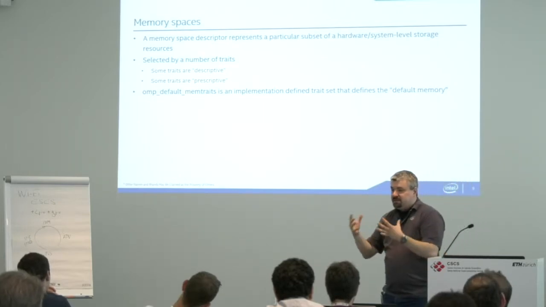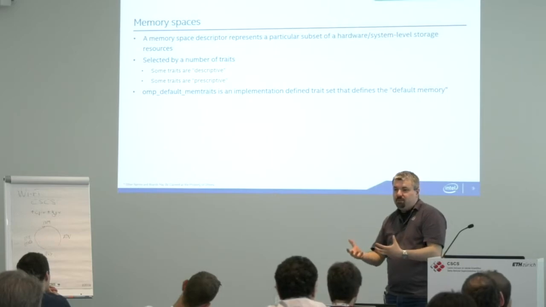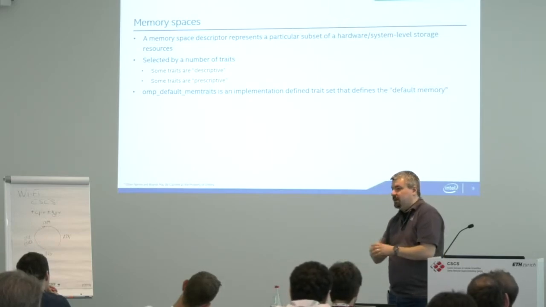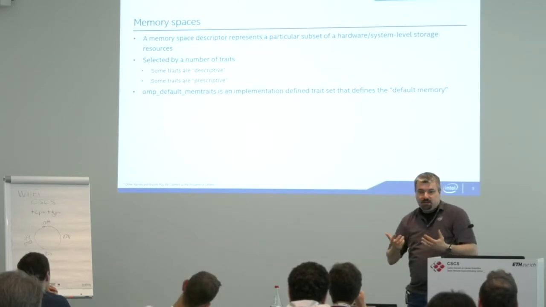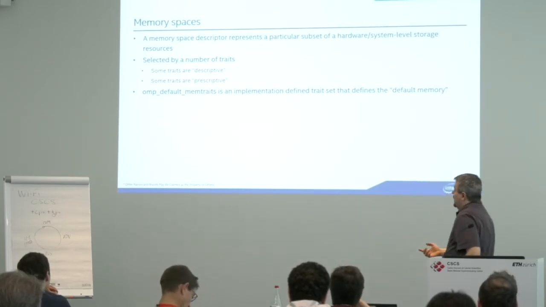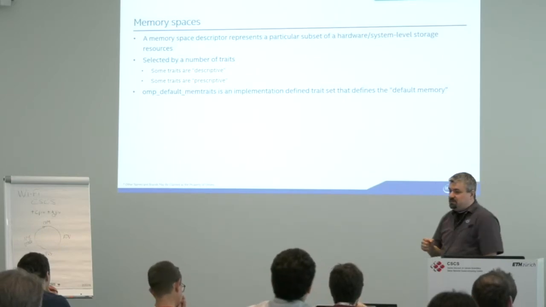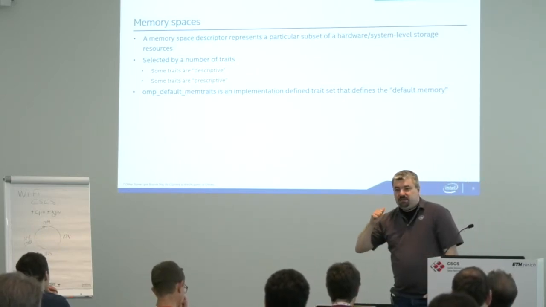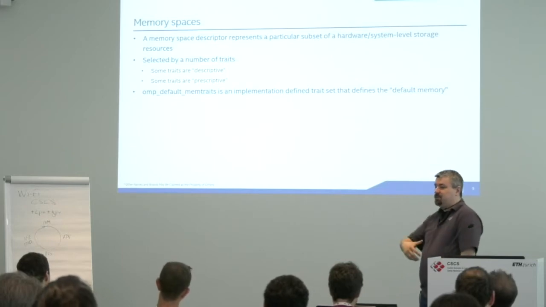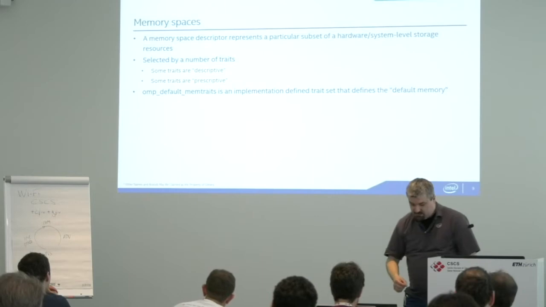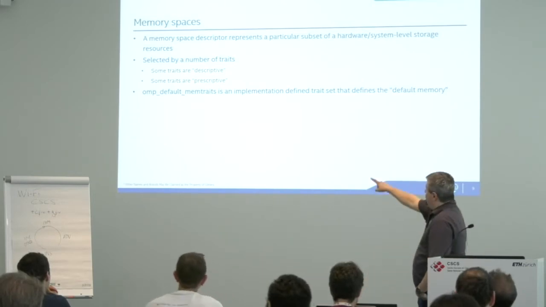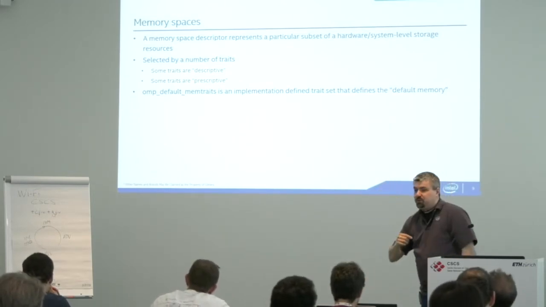where you just express a high-level wish of what the property of the memory should be, and then the memory system or the implementation fills the gaps and supplies whatever it has. And then others are prescriptive, like alignment, where if you say I want 64-byte aligned, then the runtime system doesn't change it. It will adhere to what you're asking for. Okay, and then we have some OMP default mem traits.